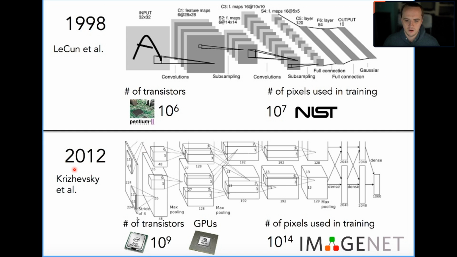And then later on, in 2012, I can't remember which paper this is. Oh, this was the ImageNet paper. They had the same thing, but when Yann LeCun did this, they had 10 to the 6 transistors on their chips. Now they have 10 to the 9 transistors, so the GPUs are 1,000 times more powerful than the CPUs from 14 years prior. But they're training on 1 million times more data.